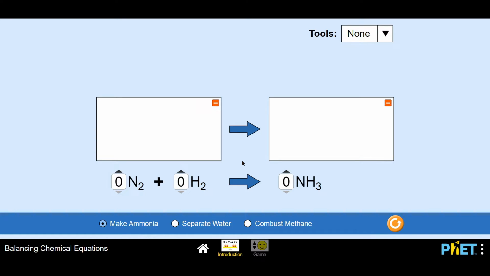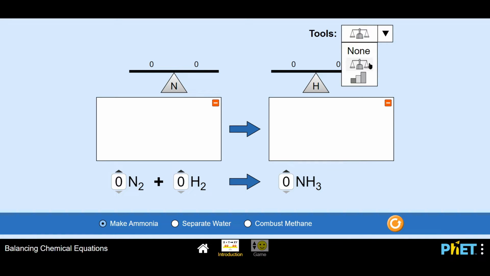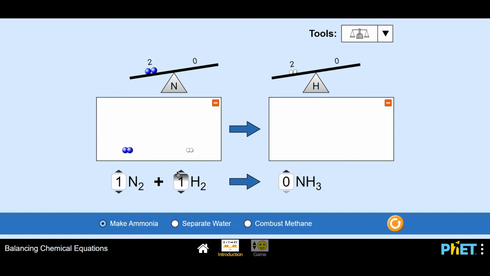There are a couple of reasons why the chemical equation needs to be balanced, and these things are going to be shown with these scales at the top. So if I click this tool that shows the scale at the top, and let's just add one of everything. What I see is one molecule of N2, one molecule of H2, and one molecule of NH3, which is ammonia.